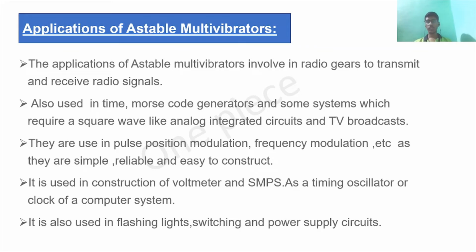Next, let us come to the applications of the astable multivibrator, where we can use it. The main application of the astable multivibrator is in radio gauges to transmit and receive radio signals, which is very important. Also, it is used in Morse code generators and in systems which require a square wave, like analog integrated circuits and TV broadcasts.